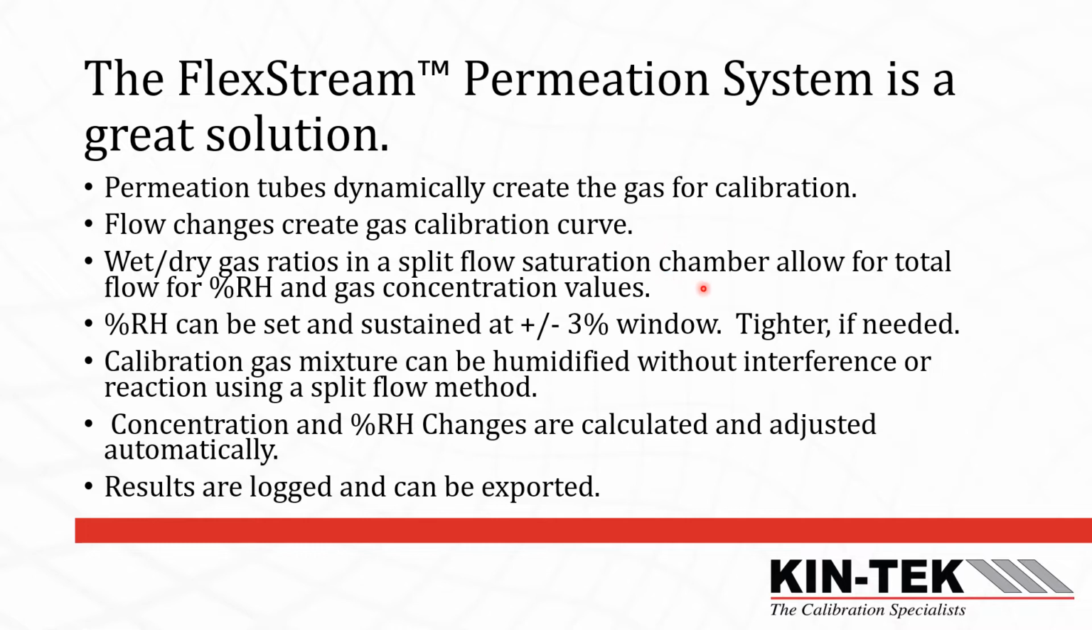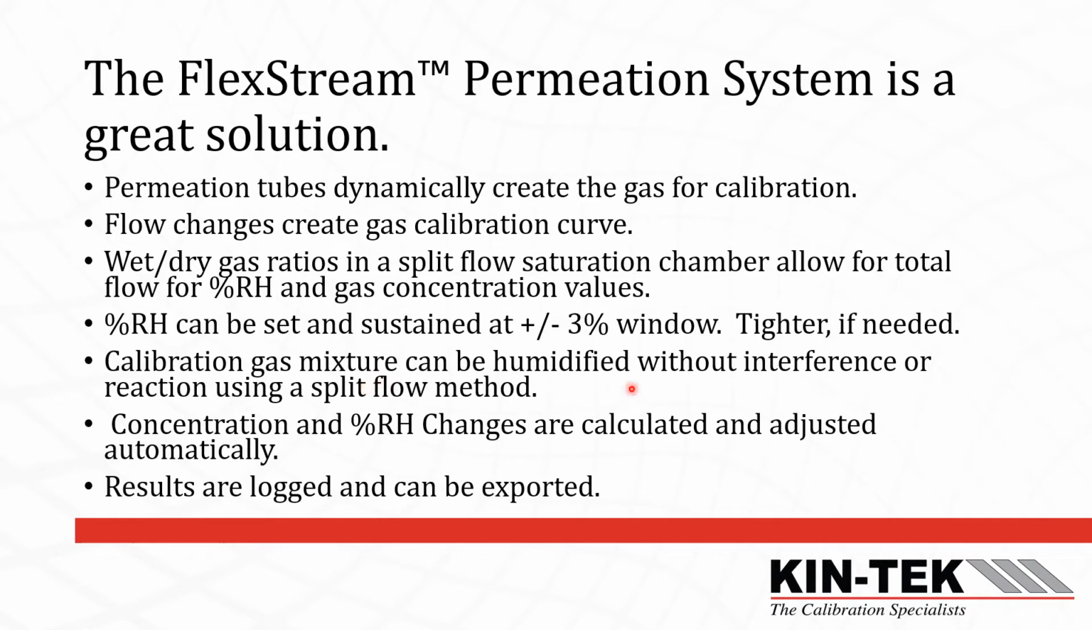Adding the relative humidity module, which is the HG module or FlexStream HG module, we then can do a wet and dry gas ratio in a split flow saturation chamber to allow for total flow for the percent RH that we need and also for the gas concentration values that we're looking for. Percent RH can be set and sustained to a plus or minus 3% window. This typically can be tighter if needed. It just depends on the controlling aspect of your delivery.